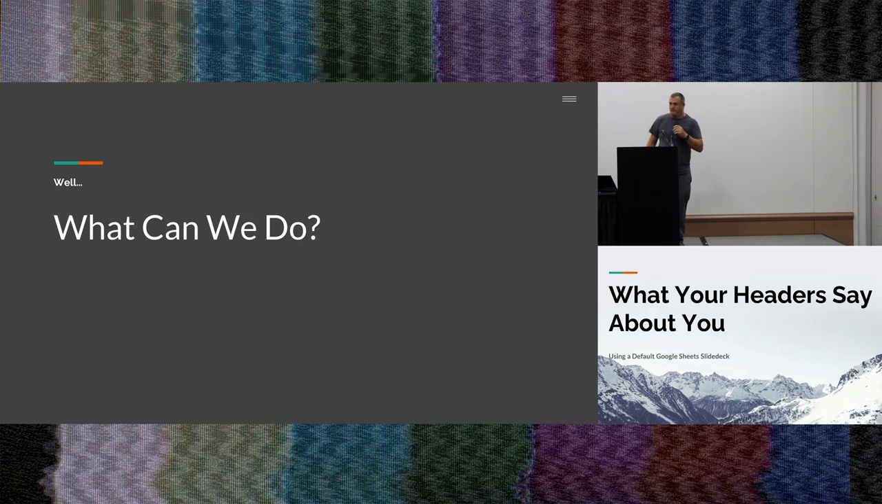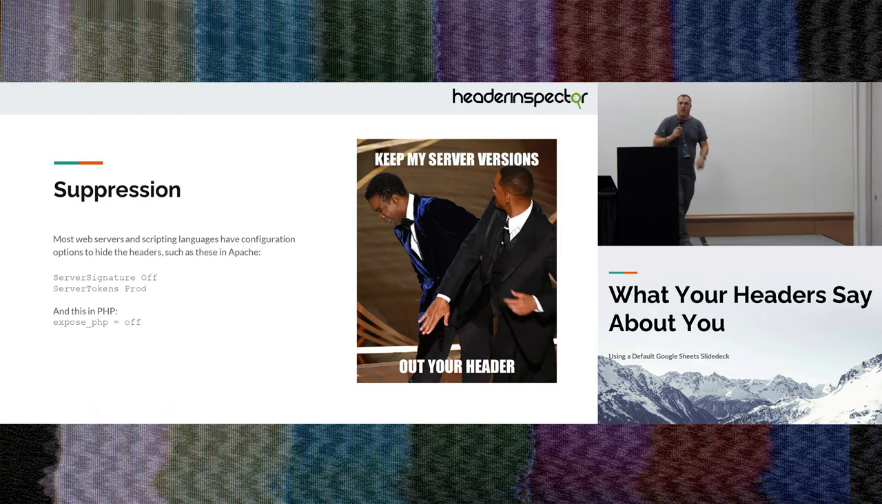So what can we do about it? You can suppress the headers. You tell Apache, hey, don't leak my server signature. What that does is your directory listing pages, your 404, 403, don't say Apache 2.4, Ubuntu 22.04, right? You can also tell PHP or the languages not to leak the X-Powered-By.